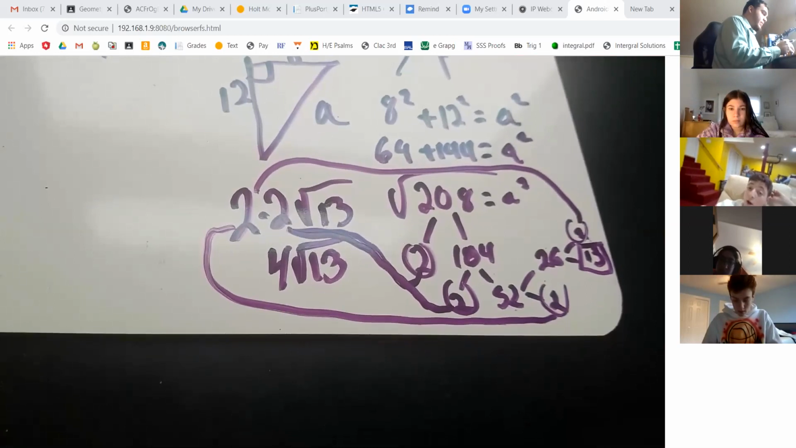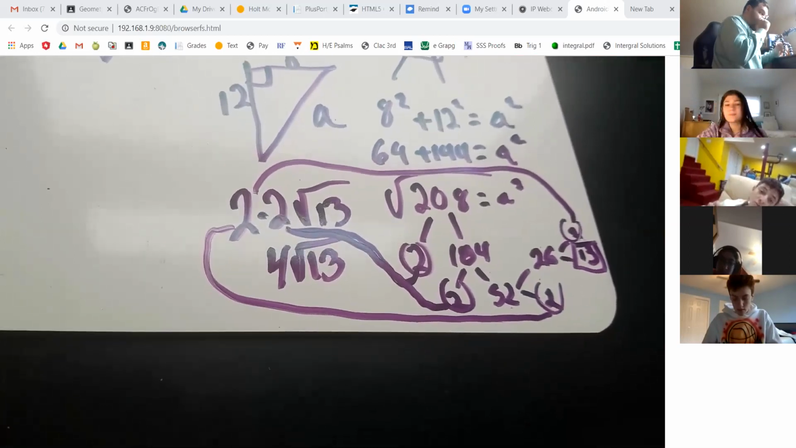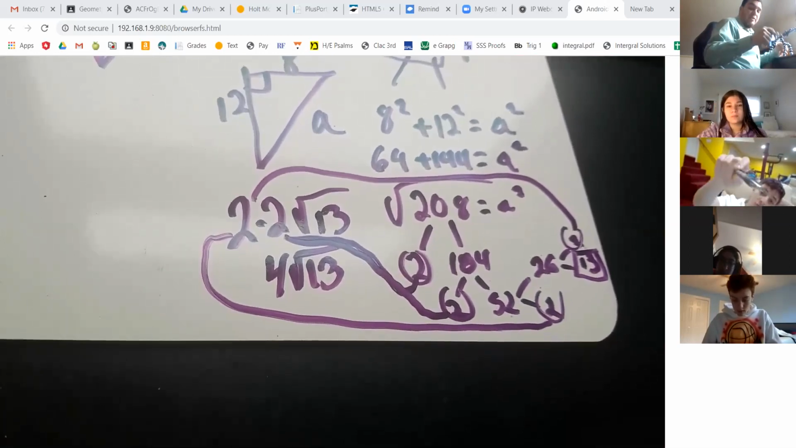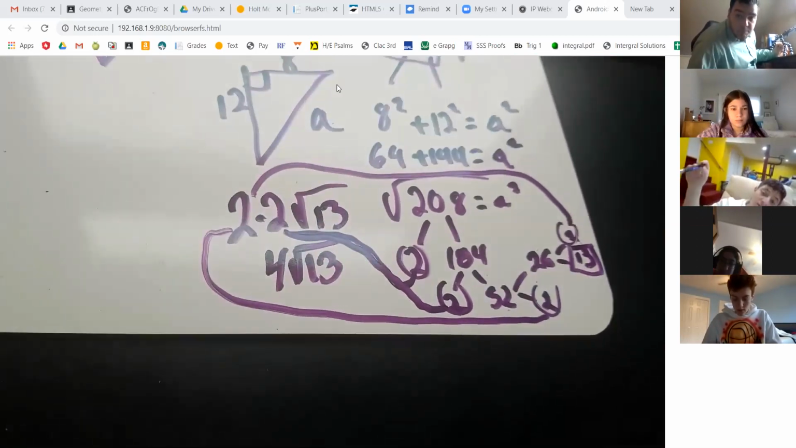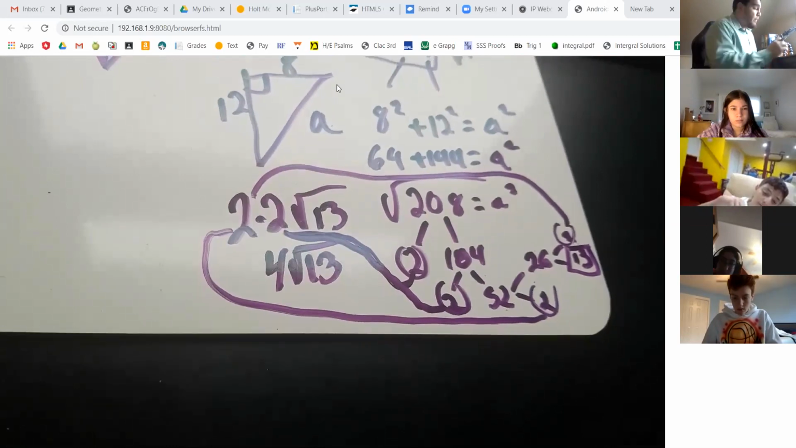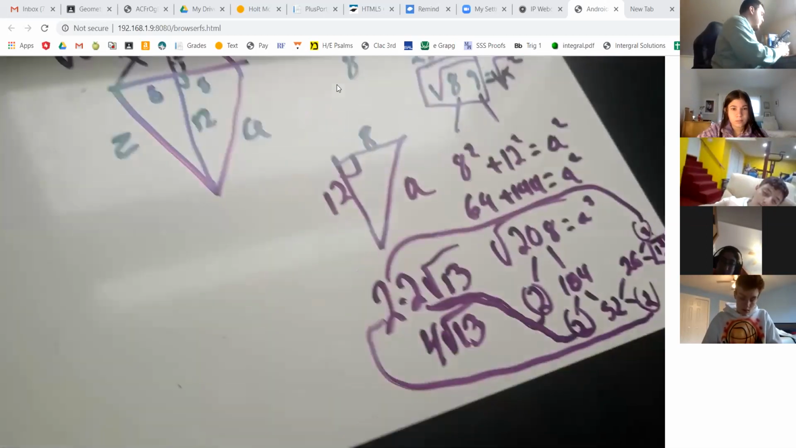And if there was 3 2's, it'd be a 2 on the outside and then a 2 on the inside, so it'll be a square root of 13 and a square root of 2. Okay. So 4 square root of 13.